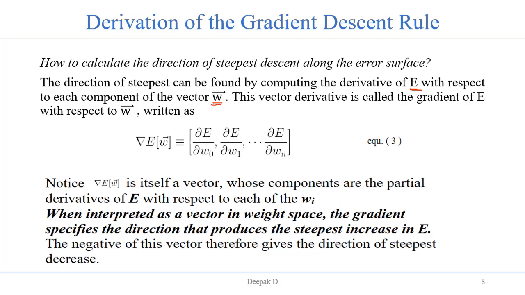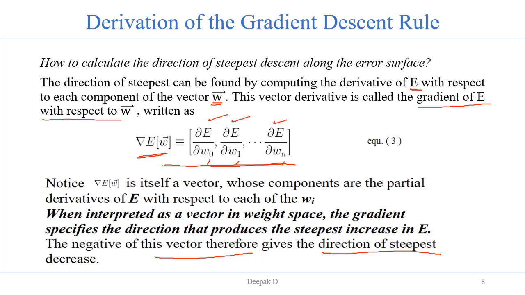and this vector derivative is called the gradient of E with respect to the weight vector, which is shown here in this equation. And this entire term is itself a vector whose components are the partial derivatives of E with respect to each of the weights. Here you can see the weights are W0, W1, till Wn. When interpreted as a vector in the weight space, the gradient specifies the direction that produces the steepest increase in E. The negative of this vector therefore gives the direction of the steepest decrease.